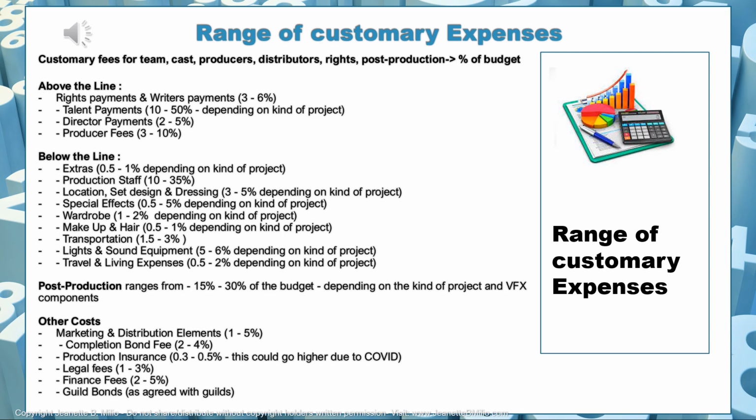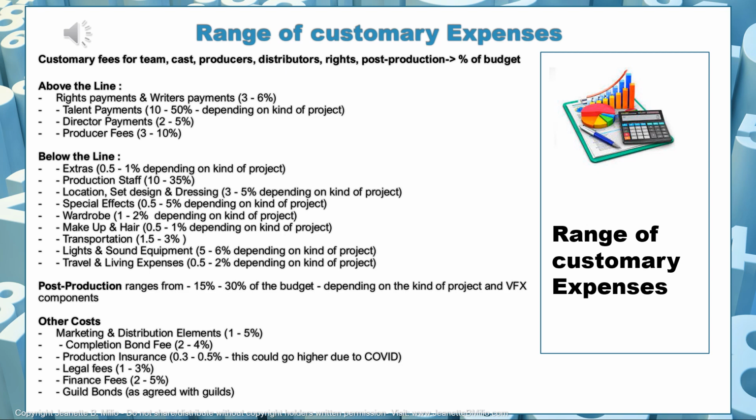Below the line includes extras. I've seen it to be anywhere from 0.5% to 1%, depending again on the kind of project. The production staff can be 10 to 35% of the budget, again, very much depending on the kind of project. I'm working on a project right now, which is a television show where the production staff is actually over 60%. So it really depends on what you're producing.